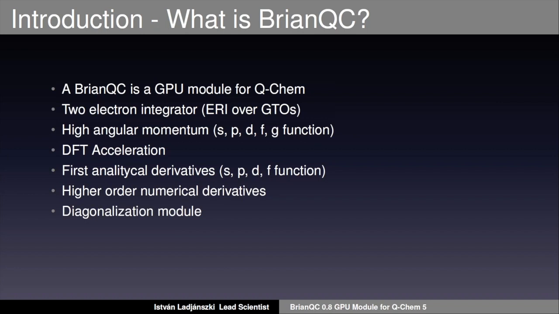Also, BrianQC contains a general diagonalization module, which can be utilized, of course, not just in the Hartree-Fock and DFT parts of QChem, but in any quantum chemistry algorithm where diagonalization is carried out. So, as I said earlier, these are the features of the BrianQC module, but from the user's perspective, many more algorithms are sped up because these basic building blocks can be utilized from various code paths.